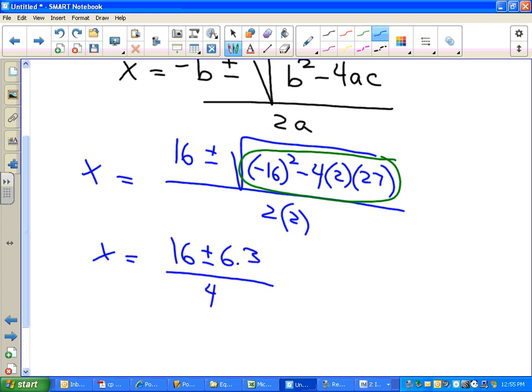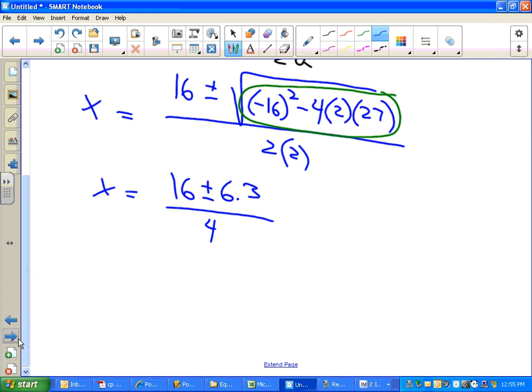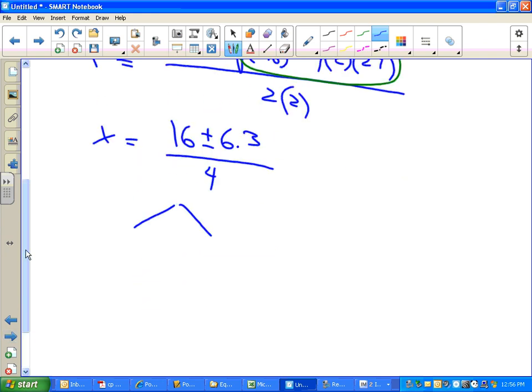Okay, and I know 2 times 2 is 4. So I'm going to show that step right there. Everything that's in this square root was simplified to 6.63. Everybody good so far? Everybody good? All right. Now, this means x could equal 16 plus 6.3 over 4, and x could equal 16 minus 6.3 over 4. I've really got two problems going on here. So I'm just going to split this up into my two problems: 16 plus 6.3 over 4 and 16 minus 6.3 over 4.